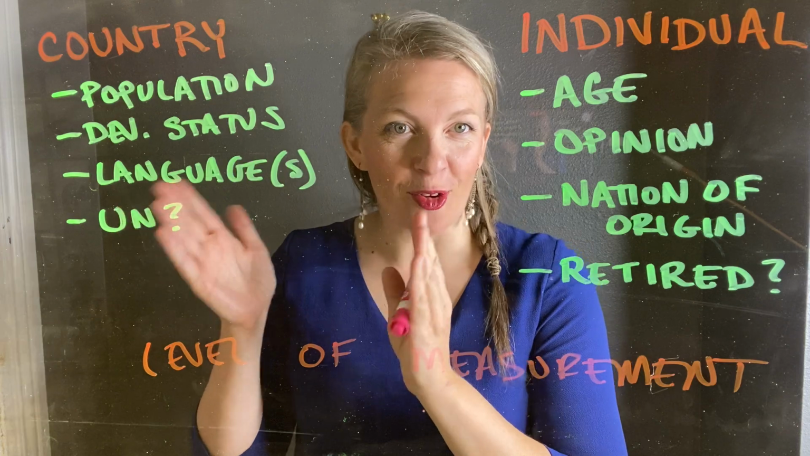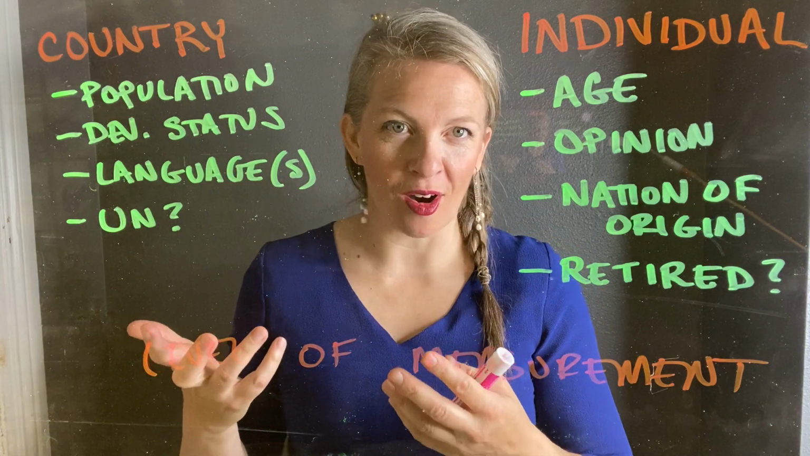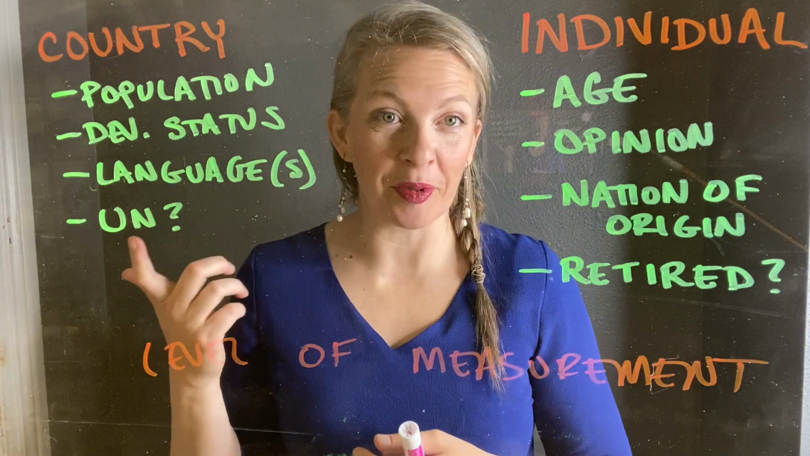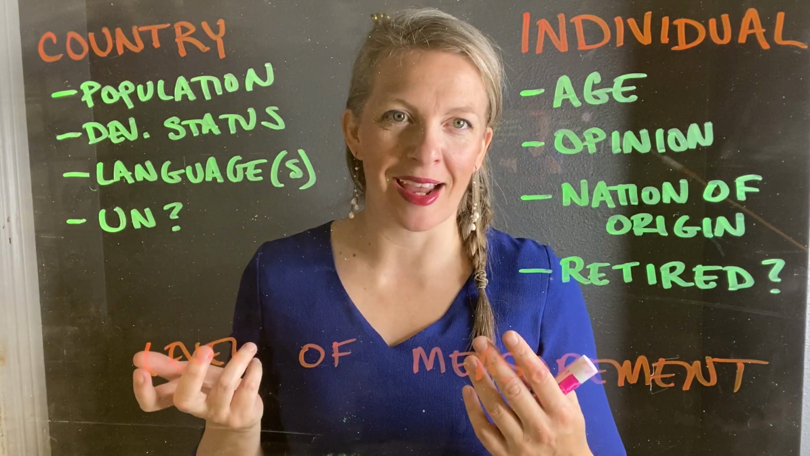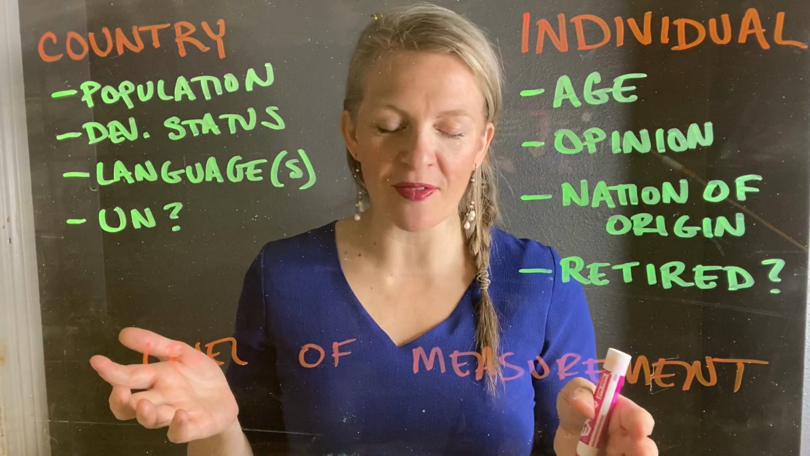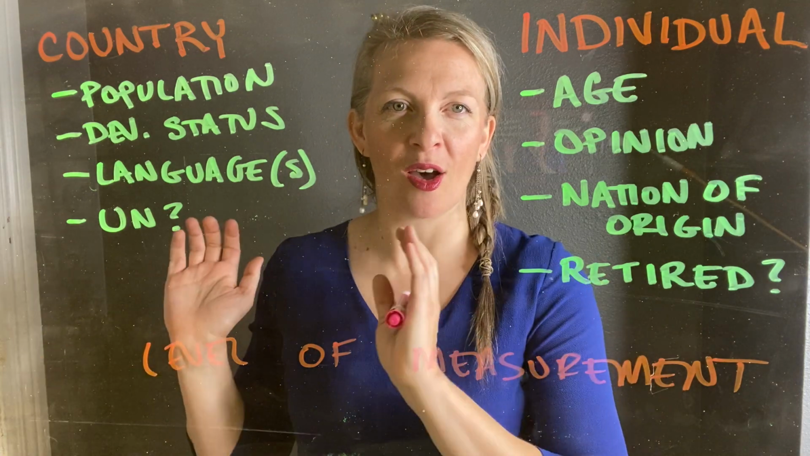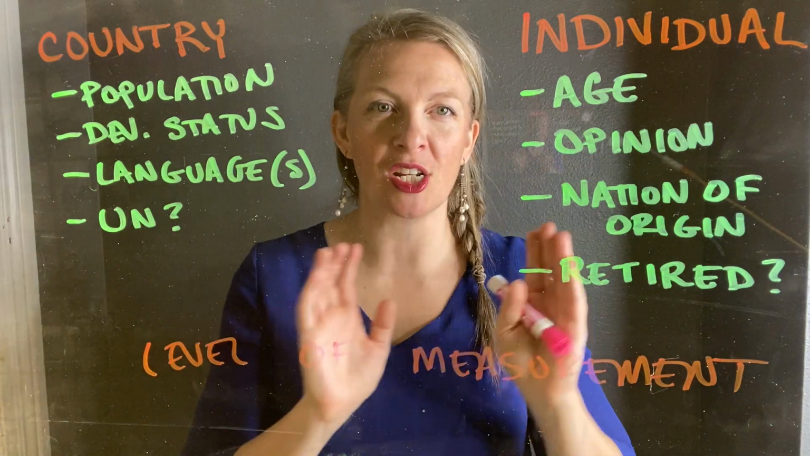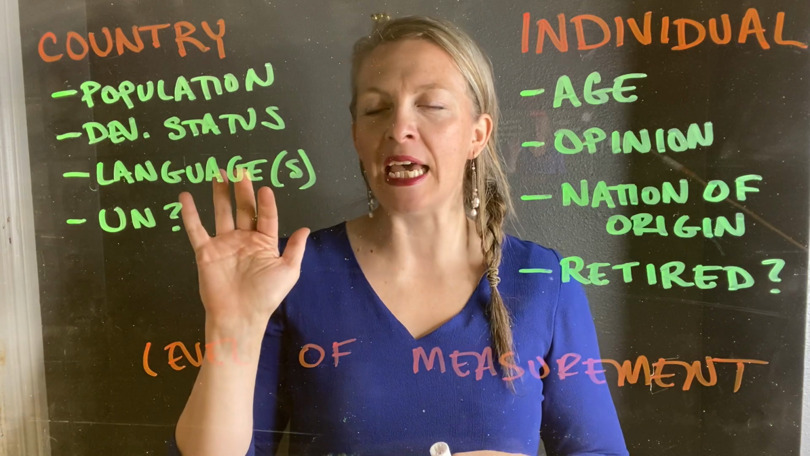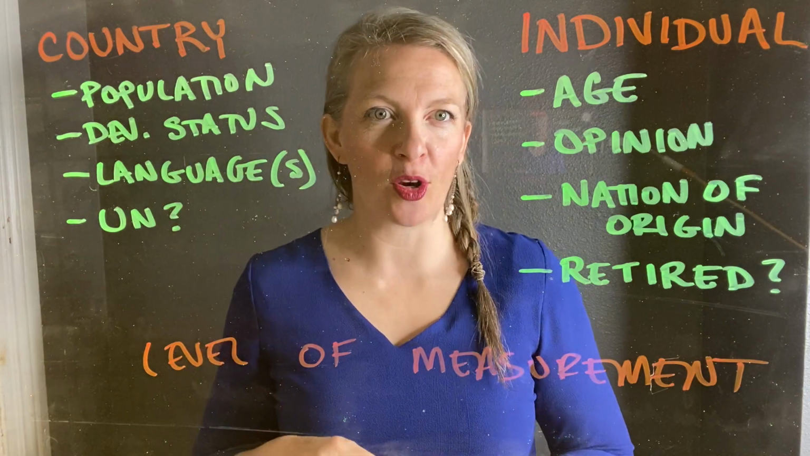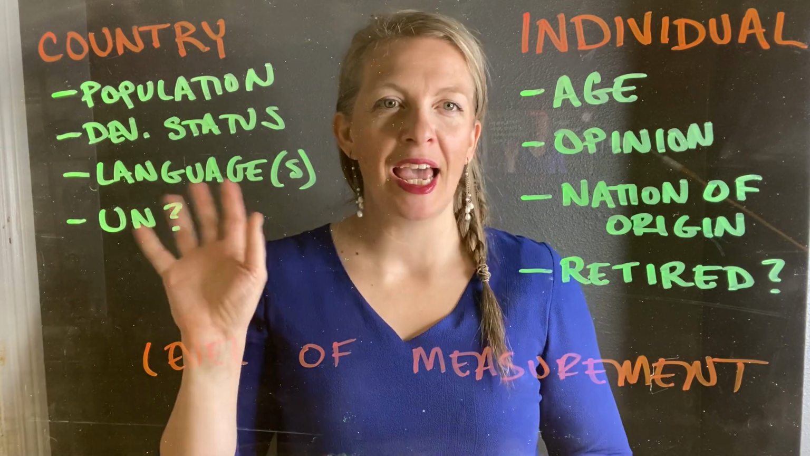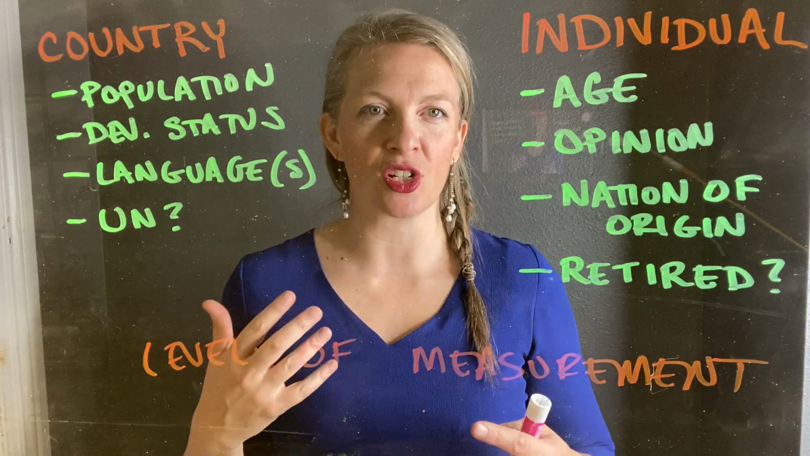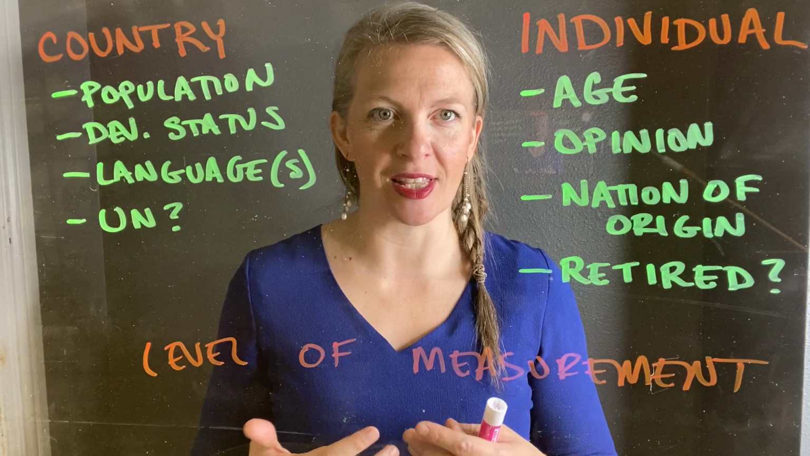On the country side, for that example, we're going to talk about 4 variables. The top one is population, so how many people are there in the country. Second, development status. Typically there are 3 levels that we talk about: a first world nation, a developing nation, and a third world nation. The next variable is the language or languages spoken in the country. And finally, whether or not that country is a member of the United Nations.